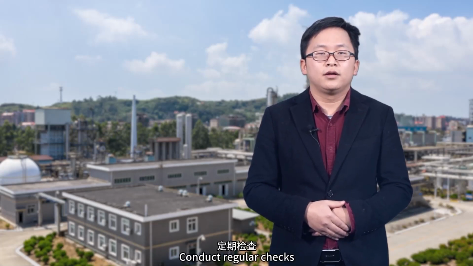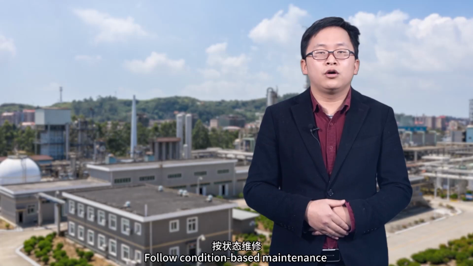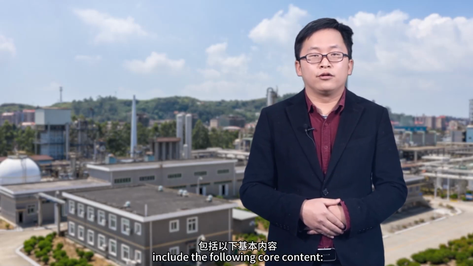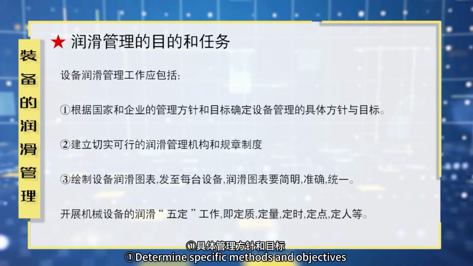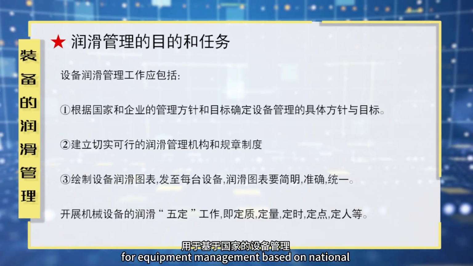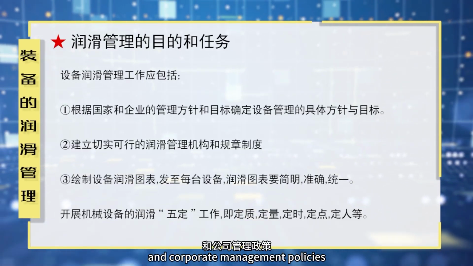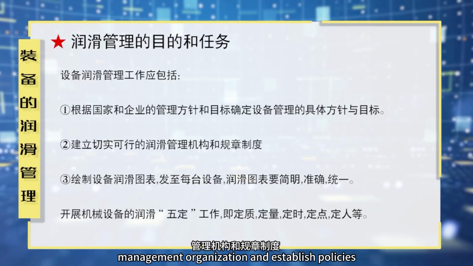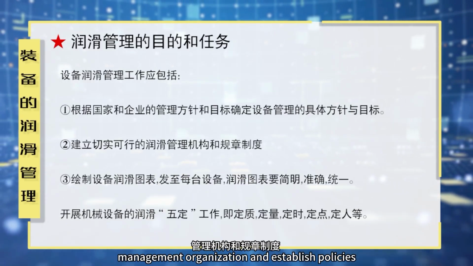Conduct regular checks. Follow condition-based maintenance and oil change procedures. Shift from time-based maintenance to condition-based maintenance. Lubrication management should include the following core content. First, determine specific methods and objectives for equipment management based on national and corporate management policies. Second, set up a feasible lubrication management organization and establish policies.